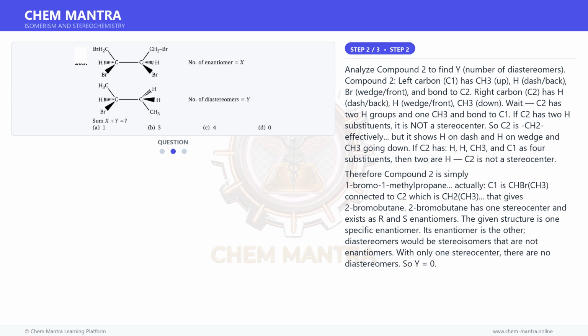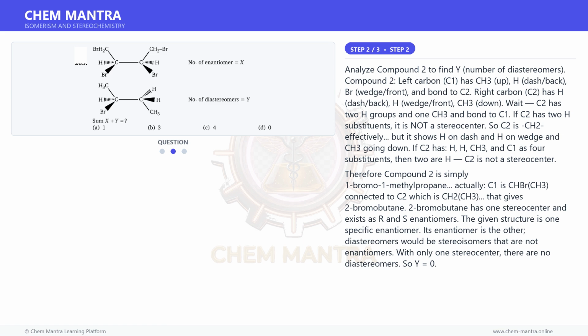Moving on to the next step. Analyze compound 2 to find Y, number of diastereomers. Compound 2, left carbon, C1, has CH3 up, H dash back, Br wedge front, and bond to C2. Right carbon, C2, has H dash back, H wedge front, CH3 down. Wait, C2 has two H groups and one CH3 and bond to C1.